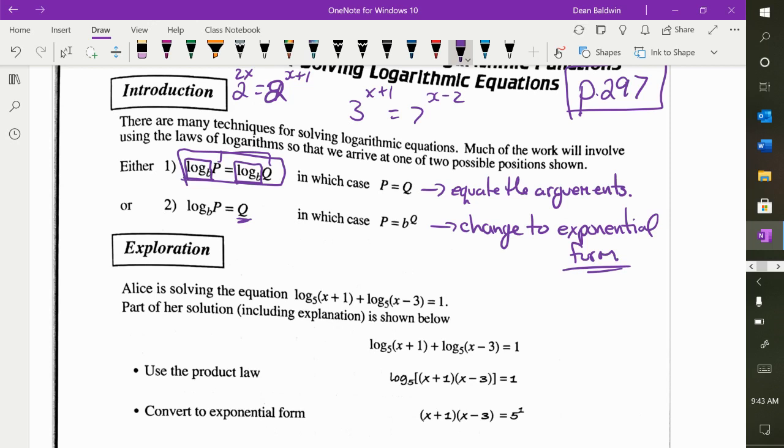Now, not every question is going to be written as log of p is equal to log of q. You have to get it to that point, all right? Or log of p is equal to q. You have to manipulate them to get to that point, and then when you get to these two instances, you use either equate the arguments or change to exponential form. Okay? Are we ready?